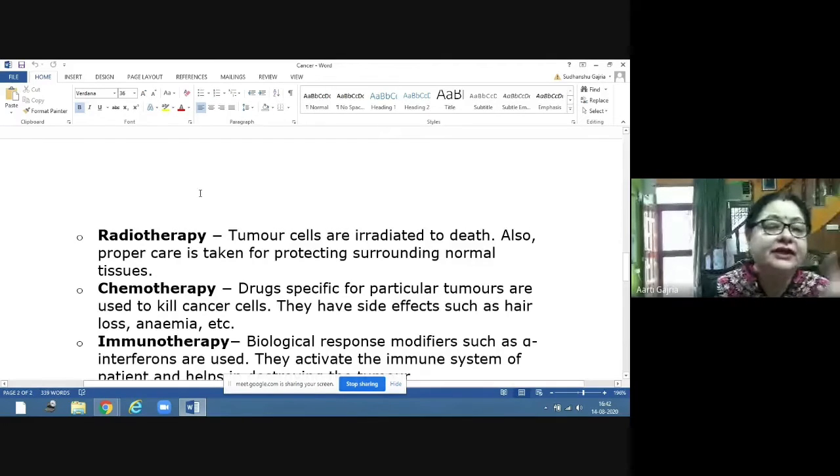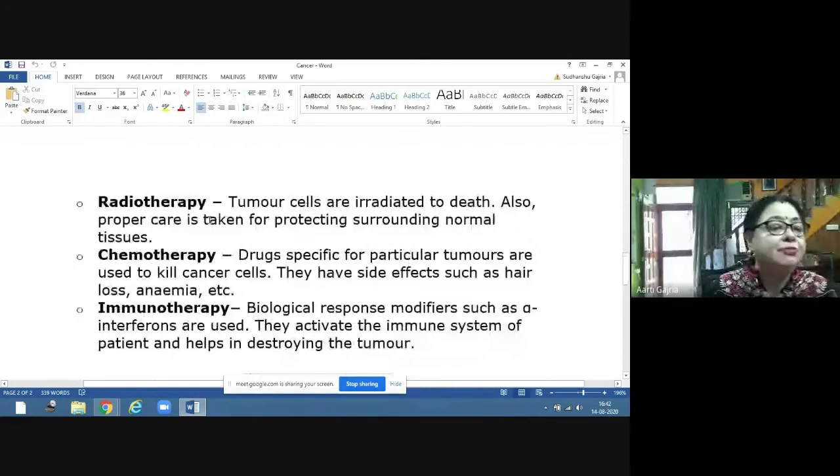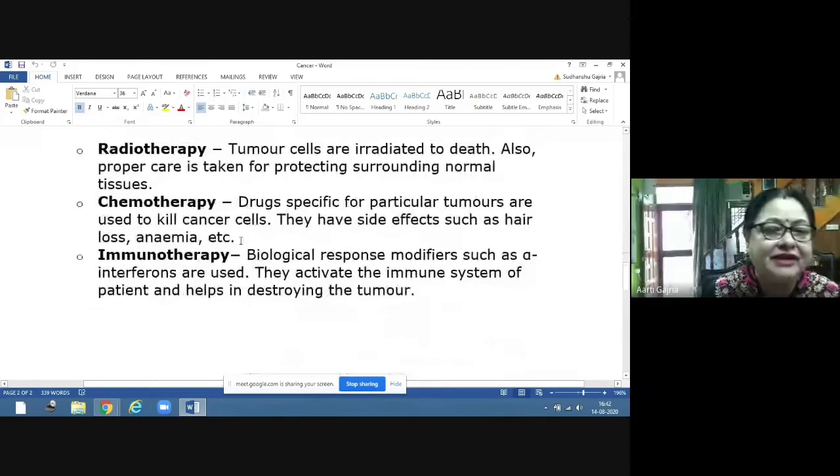Another therapy is chemotherapy. Chemo, as the name suggests, is by chemicals. These are drugs which are specific for particular tumors, and they are used to kill the cancer cells. But there are many side effects of using these chemicals. These are very strong chemicals, and the side effects are hair loss and anemia. These are the side effects noticed after chemotherapy.